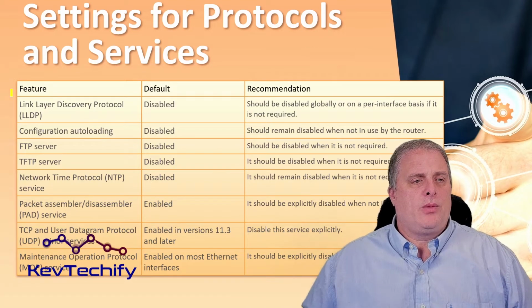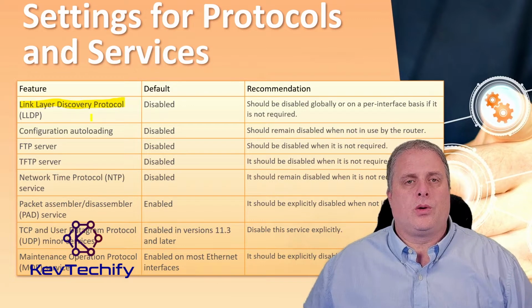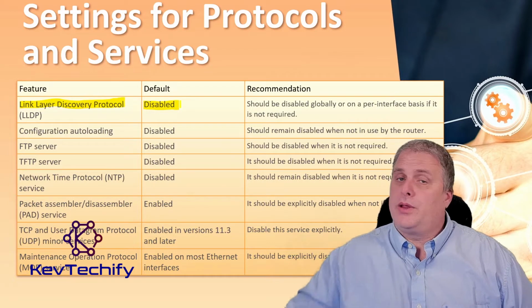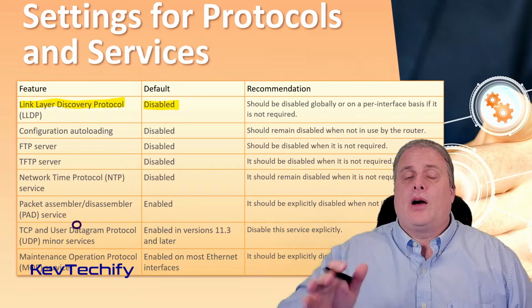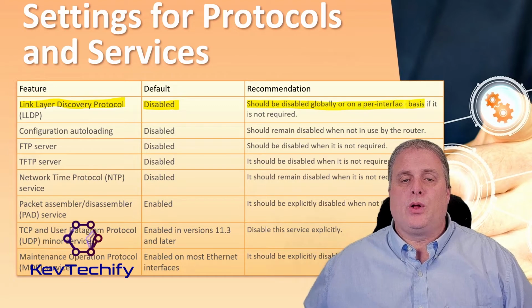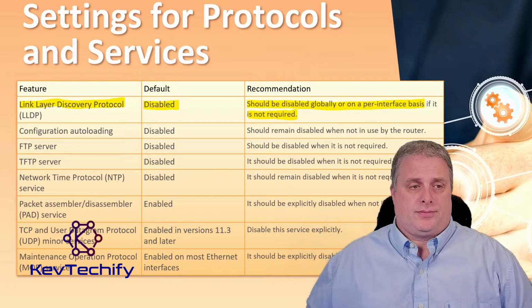We have a couple of tables here that summarize the default settings and the recommendations for these different protocols. We can see right here, we have the Link Layer Discovery Protocol. That was the open standard discovery protocol. By default, it's disabled, and that's a good thing for security. Now, if you need to turn it on, it should be disabled globally if it's not required. So if you're not actually using LLDP, turn it off.